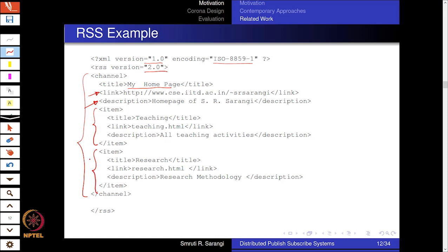So let's say I updated my teaching page and I updated my research page. So both the updates, right? Let's say I just change the descriptions, for example. Both the updates, the update for the teaching as well as the update for the research, are showing up over here. Both of them show up as separate items in the RSS snippet, and a dedicated RSS feed reader displays these items to the reader.